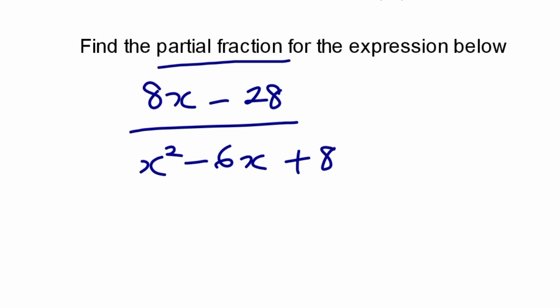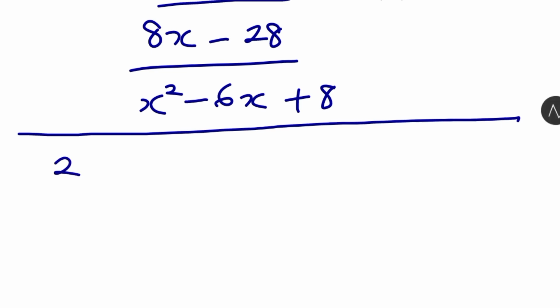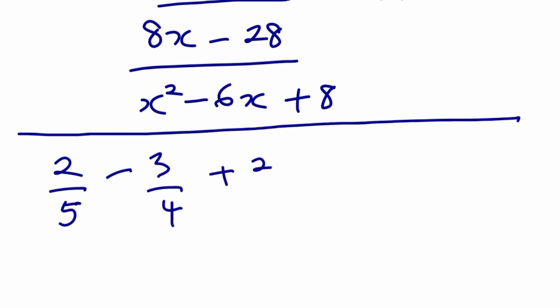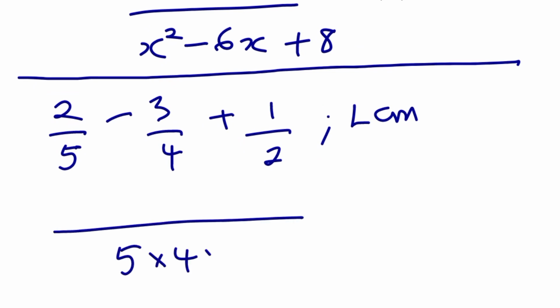So here's how partial fraction goes. If we're given an expression, let's say 2 over 5 minus 3 over 4 plus 1 over 2, we know this is a regular fraction, where fractions are added and subtracted. To solve this kind of fraction, we need to find the LCM. How do you find the LCM? In most cases, we just multiply the denominators, so 5 by 4 by 2.